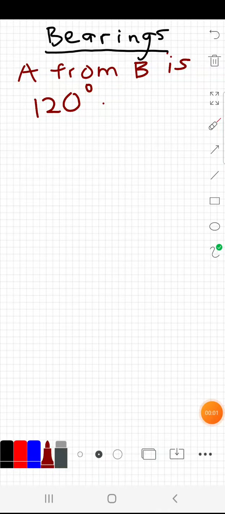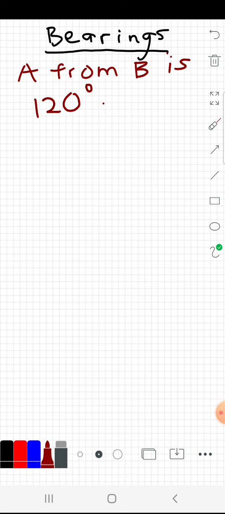Yeah, welcome again. We're still on bearings and distances. I'm sure you've been enjoying the classes. This is our third class on bearing, and we're continuing with examples on simple bearings.